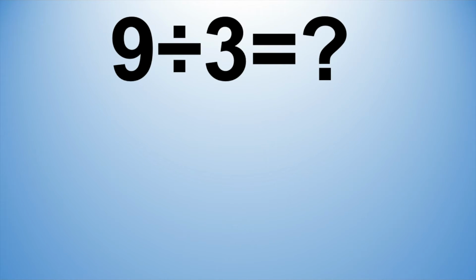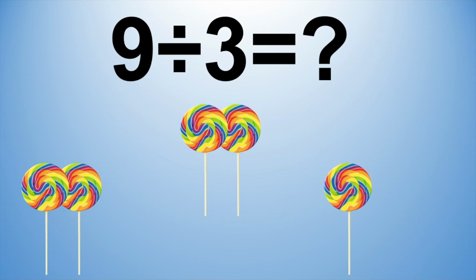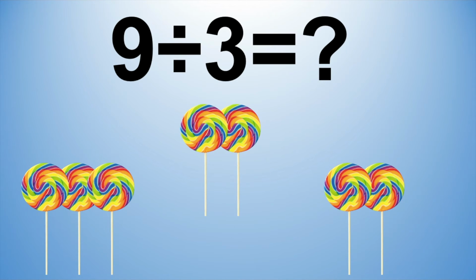All right, 9 shared into 3 groups. I'm going to pick something delicious like a lollipop. And when I count to 9 using my lollipops, I'm going to try and split them into the 3 groups. So I'm going to have one group over here, one group over here, and one group over here. All right, let's do this. 1, 2, 3, 4, 5, 6, 7, 8, 9.